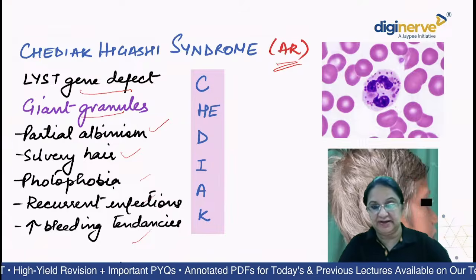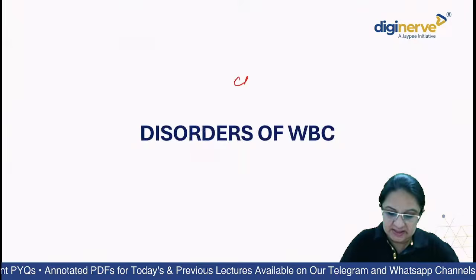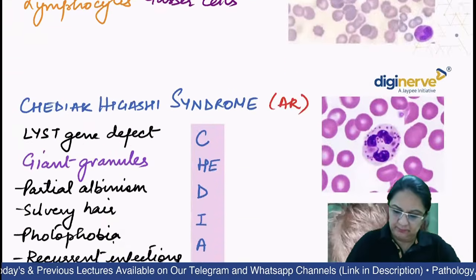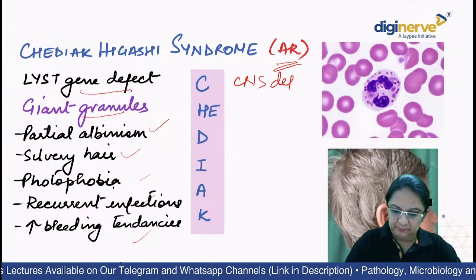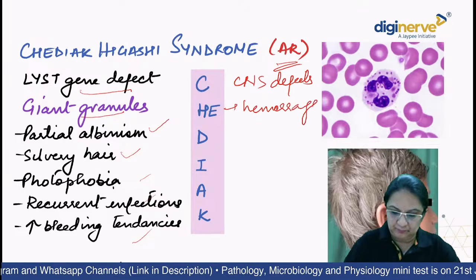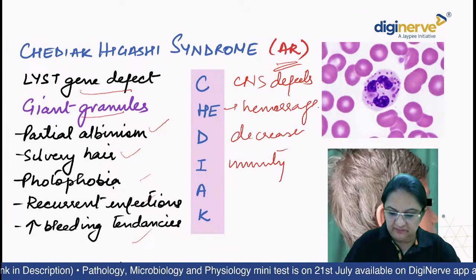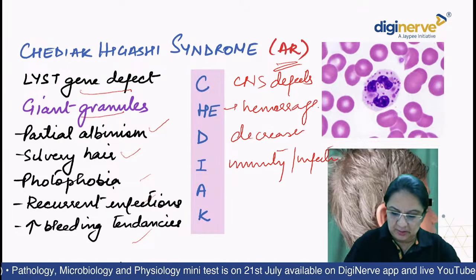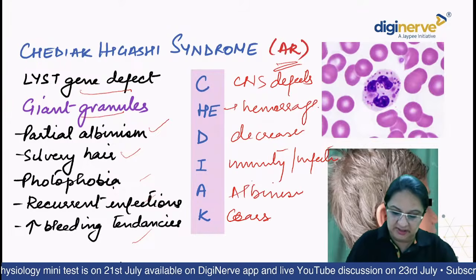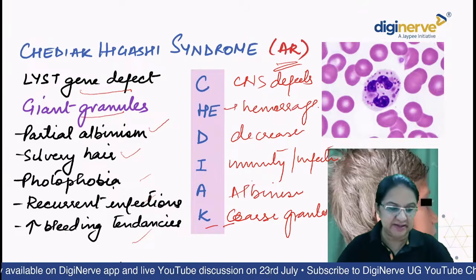How will you remember Chediak? Just remember the word Chediak. C is CNS defects. You will also see hemorrhage, decreased immunity or infections. Then you see albinism. And then you see coarse granules. K, C, coarse granules. These are seen in Chediak-Higashi syndrome.